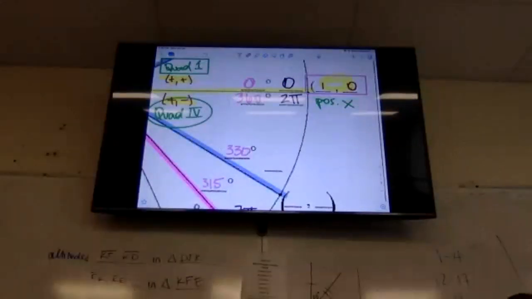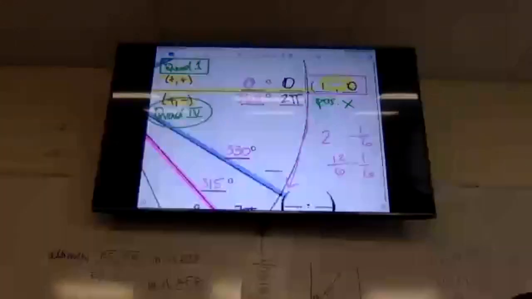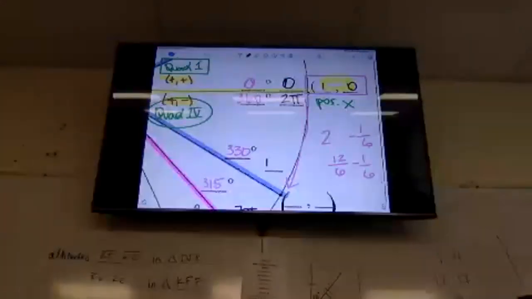And I was at 2 pi, and now I'm minusing off pi/6. Again, if the pi's confused, you just think of it as 2 minus 1/6. What's 2 written as an improper fraction? 12/6 minus 1/6, which is 11. It's going to be 11 pi/6, which is kind of weird.